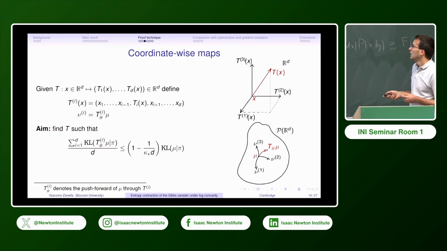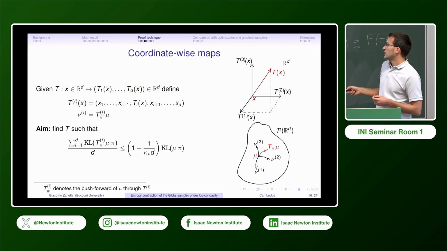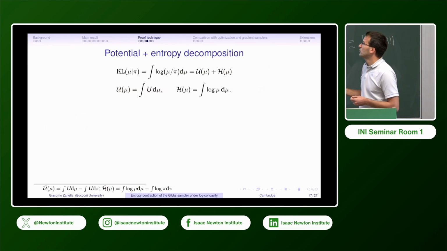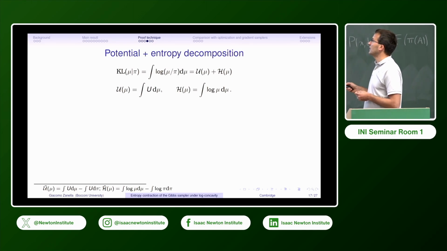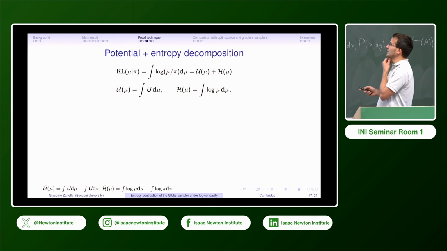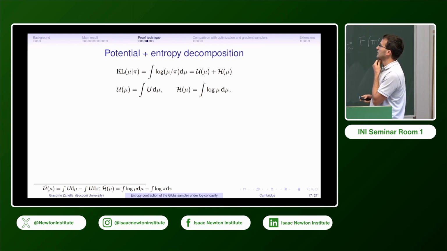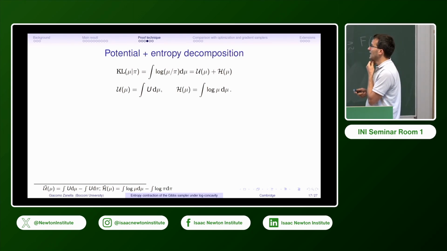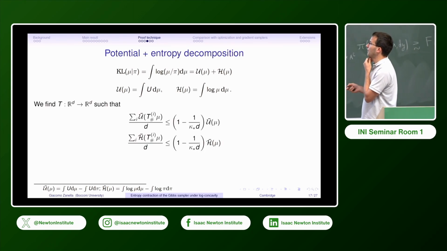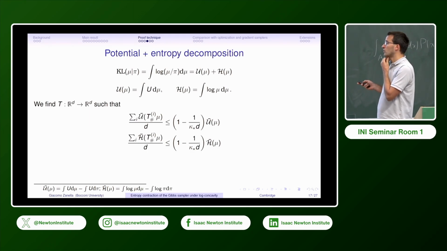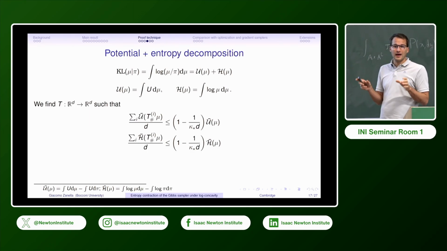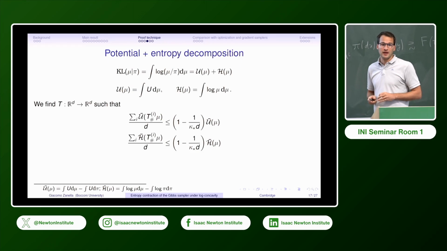Okay? So to control this quantity, it's good to decompose the relative entropy into the sum of potential energy and entropy. Okay, so that's a classical decomposition of the relative entropy. You just use the additivity of the log, and then you get these two terms. And what we will do is we will find a map such that we can separately control the two terms. Okay, so the inequality will apply to both terms, and thus will apply to the sum.